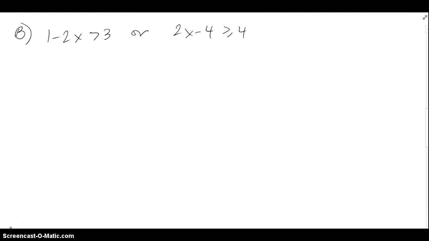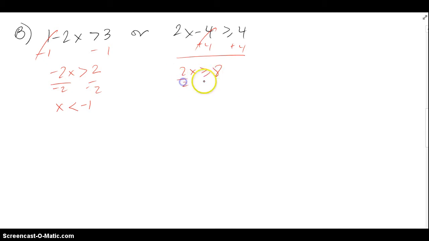Okay, we're going to do the same 4 things here. First, we're going to solve the inequality. So that's negative 2x greater than 2, divide by negative 2, and x, we have to flip the inequality because we divided by negative 2, is less than negative 1. We do the same thing to this side, and we have 2x greater or equal to 8, and x is greater or equal to 4. So we've solved it. Now we're going to graph it.